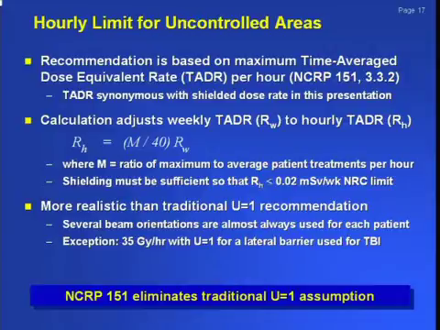Now that obviously will take into consideration your occupancy factor. The more realistic recommendation than the traditional U equals 1 is to assume that there are several beam orientations for each patient, and assume that for a lateral barrier with TBI, we use 35 gray per hour with a use factor of 1, obviously, for those TBI walls. And I know I've got a lot of data in this presentation. That's why I uploaded it all. I don't expect you to walk out of here and remember all this, but I think the tables that are available on the website of the AAPM will be very helpful when you get ready to use this data.